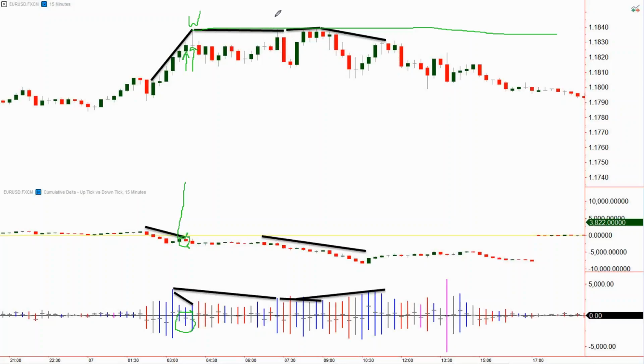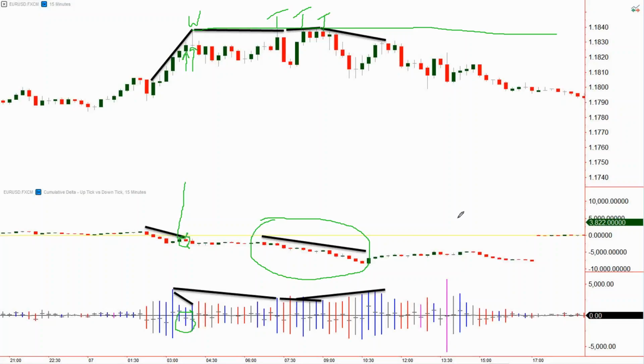Now, do you see how they come back and they test this area? There's a test here, and there is another test here, followed by another test over here, okay? Look at what the cumulative delta was doing during that time. Has anybody in this room ever heard they're selling the highs, okay? This is what is meant by, oh, they're selling the highs.